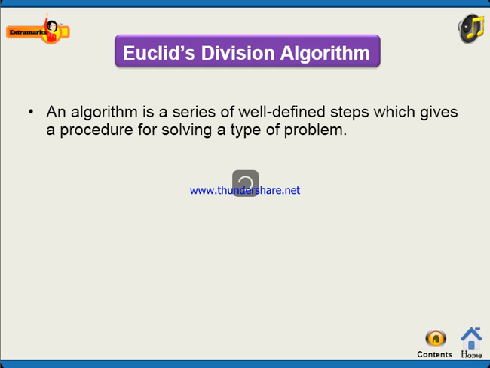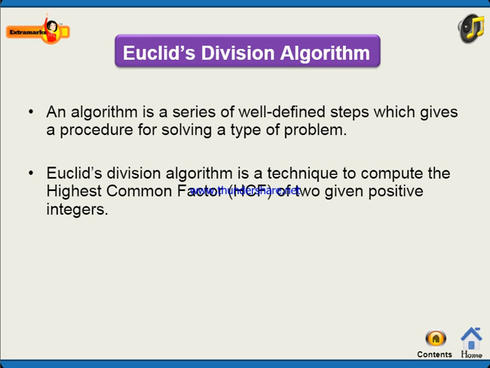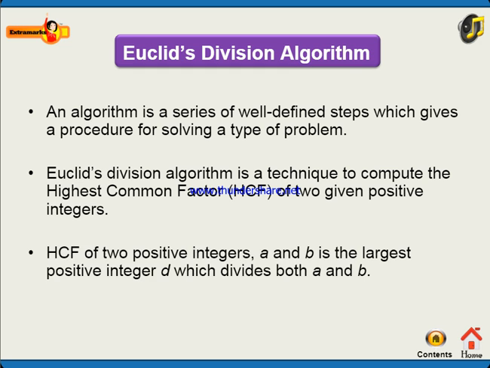An algorithm is a series of well-defined steps which gives a procedure for solving a type of problem. Euclid's division algorithm is a technique to compute the highest common factor, HCF, of two given positive integers. HCF of two positive integers a and b is the largest positive integer d which divides both a and b.